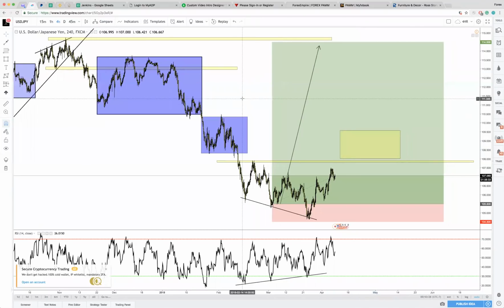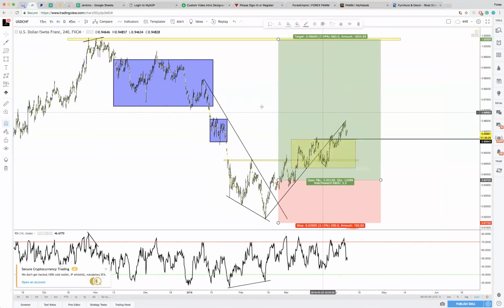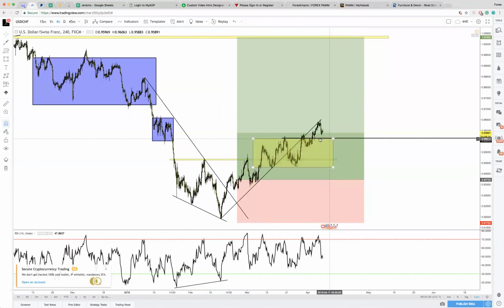Okay, now we got USD CHF, and that's a nice trade that's going well also, and that's going to be a level 1, and that's a lot of small time frame analysis right there.